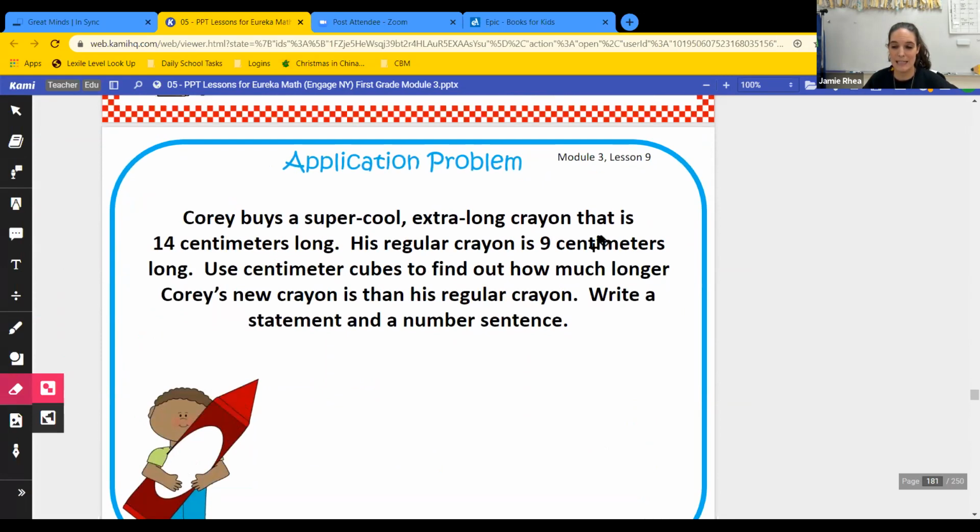All right, if you are ready to do the application problem, I don't know if my hat will stay on today, guys, because I got my hair up in a ponytail. I don't think it's gonna look weird. That's okay. I look weird all the time anyway.